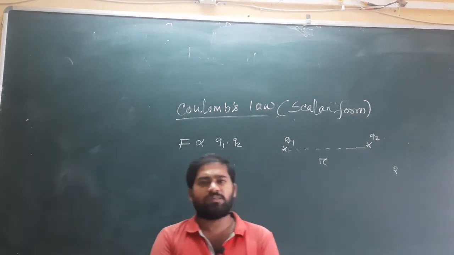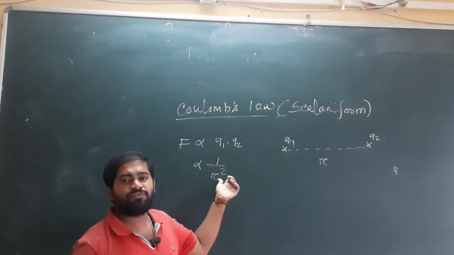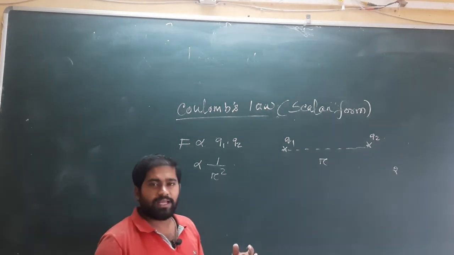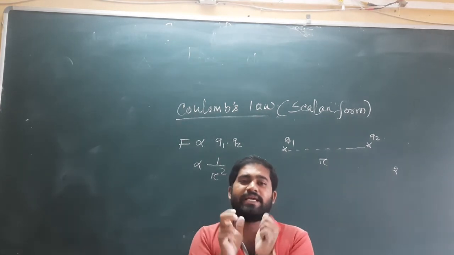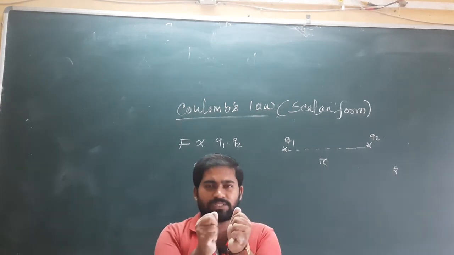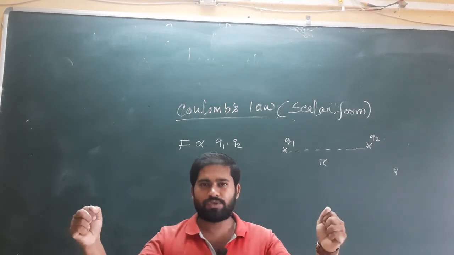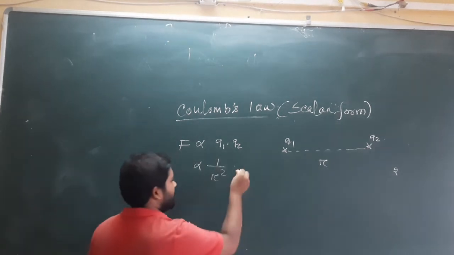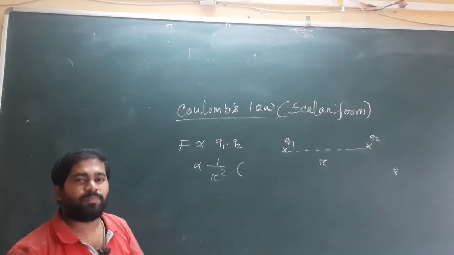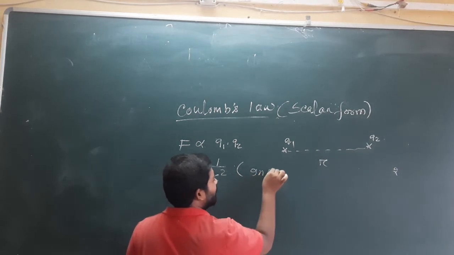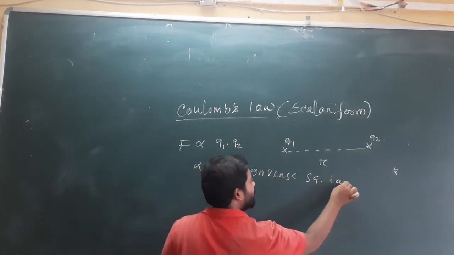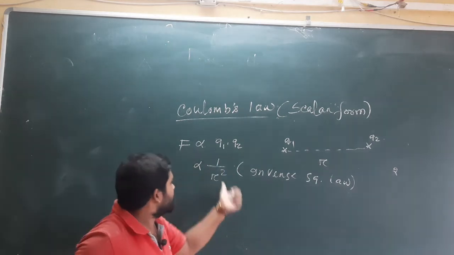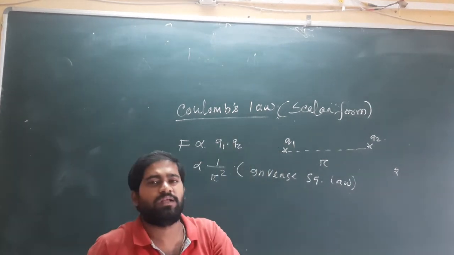The force experienced between two charges always varies inversely with the square of the distance between them. That is why if we place two charges very close to each other, they experience a large force, and when we take them away from each other, they experience a small force. So there is an inverse relation of force with distance, and since r is to the power of minus 2, it is called the inverse square law. Since force is inversely proportional to the square of separation, this law is also known as the inverse square law.